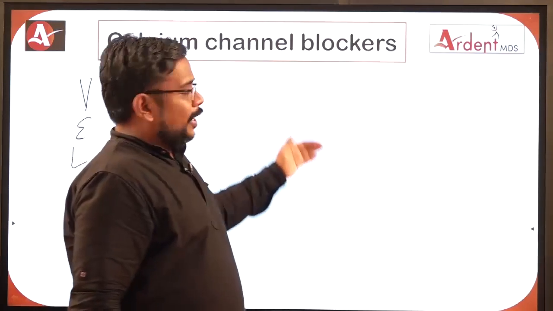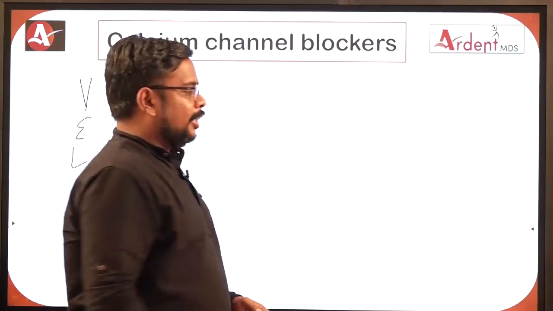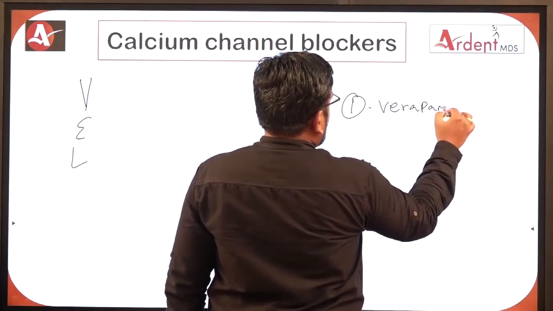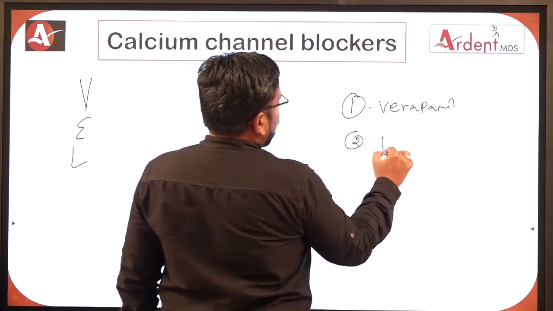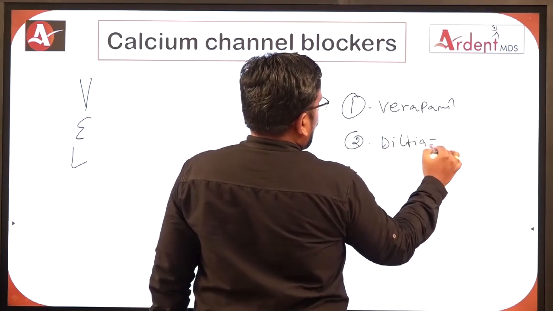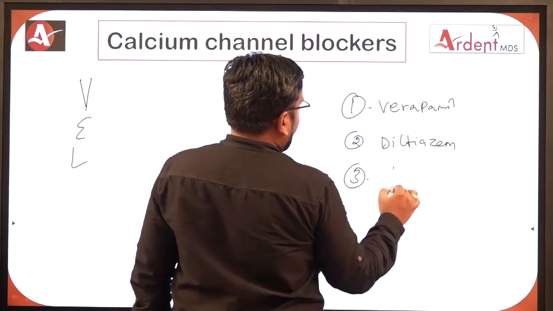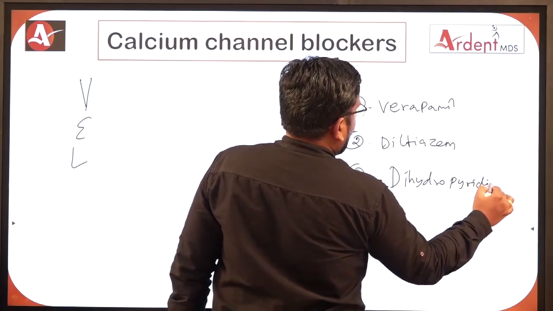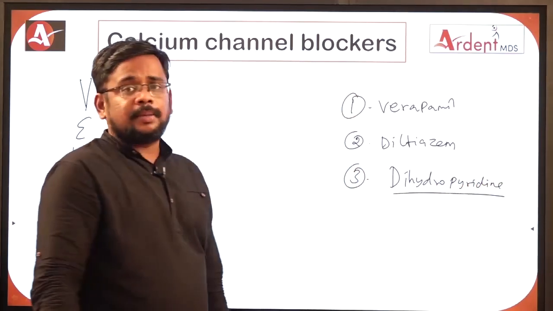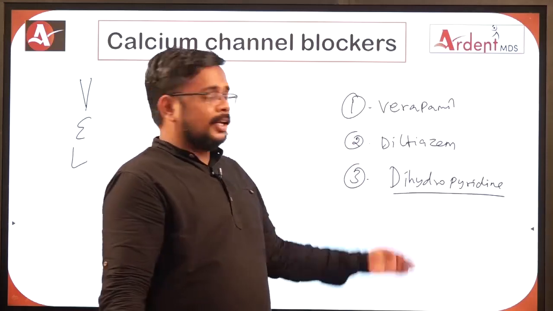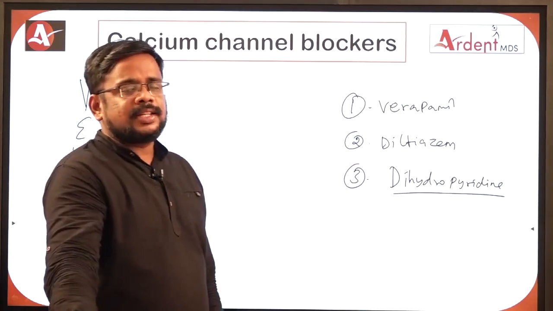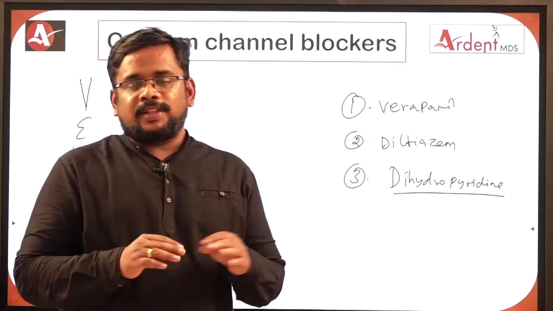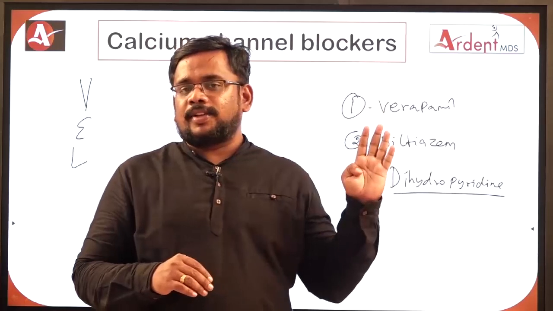Great. Coming to the L-type calcium channel blockers, examples are number 1, verapamil, number 2, diltiazem, and number 3, dihydropyridines. So dihydropyridines are drugs like nifedipine, nicardipine, amlodipine. So these type of calcium channel blockers also act as vasodilators. So with that we studied 4 kinds of vasodilators.